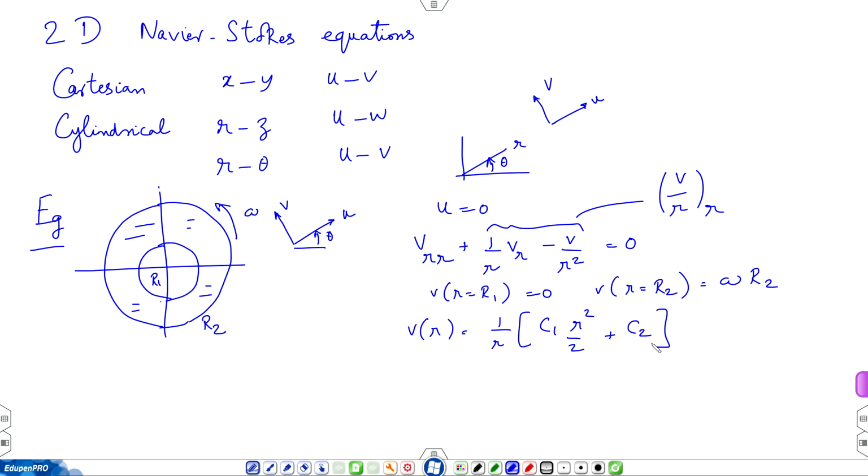So, plenty of special cases. What if R2 goes to infinity? You have a cylinder rotating in an infinite fluid medium. Okay. What if R1 goes to 0? That means there is no cylinder. Then it will reduce to solid body rotation. What is it called? Rigid body rotation. That means velocity will be equal to omega r. So, all those special cases are contained in this result.